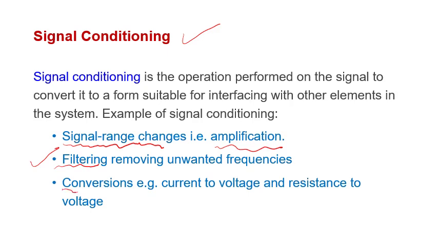Other times we need to perform conversions. Conversion like what? Like current to voltage conversion, because sometimes we have a sensor which is producing current on its output, but I want this current to be a voltage so that I can process it. So we need a circuit to convert the current to voltage. And also we need to convert resistance to voltage. Sometimes the output of the sensor is resistance, but to process it, I need to convert it to voltage.